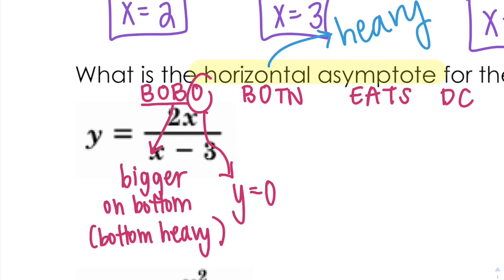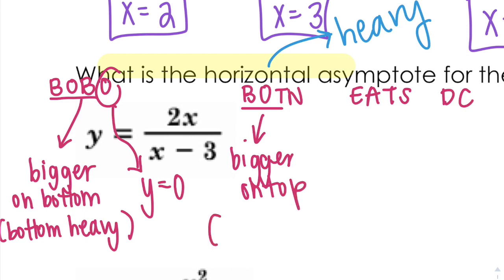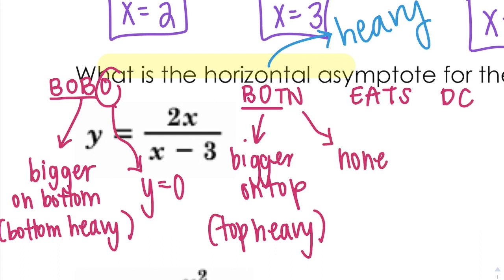Okay, B-O-T, Botten. Bot stands for bigger on top, so Botten, bigger on top, or top heavy. N stands for none, or NA. So Bobo, Botten.